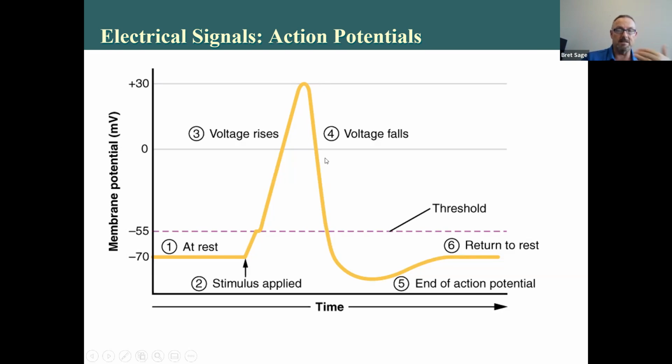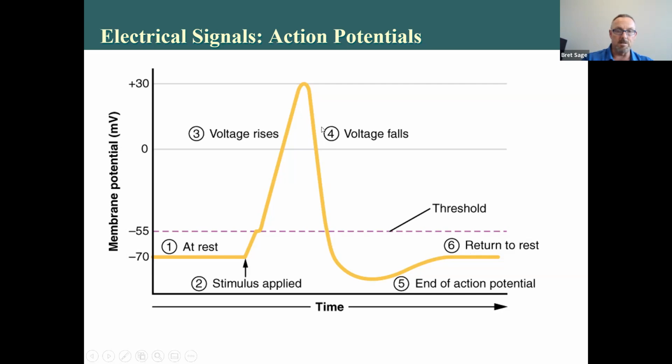Now, the falling voltage has to do with the potassium going the opposite direction. All the sodium was coming in, making it rise. Potassium goes out, and now it drops because potassium is also positively charged. If positivity leaves, you have negative. Notice it overshoots a little bit. You have the end of the action potential, and then in step 6, return to rest, the sodium-potassium pumps are going to start doing their thing and getting you back to the resting membrane potential.